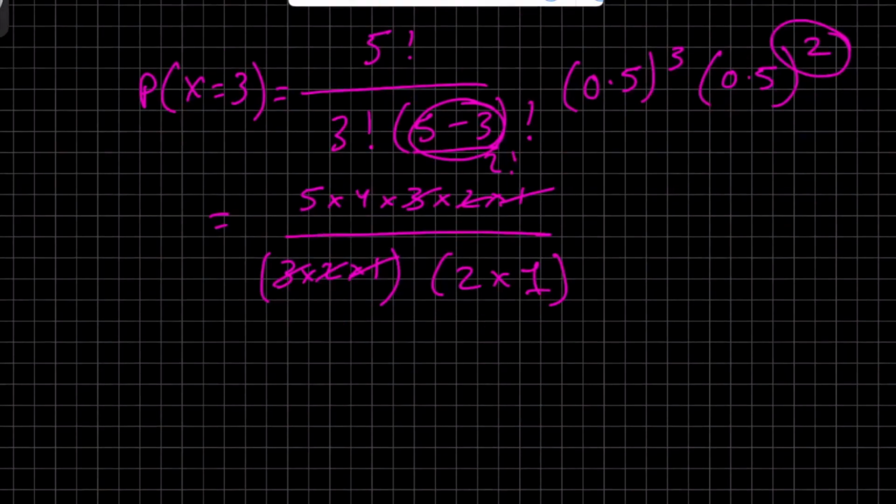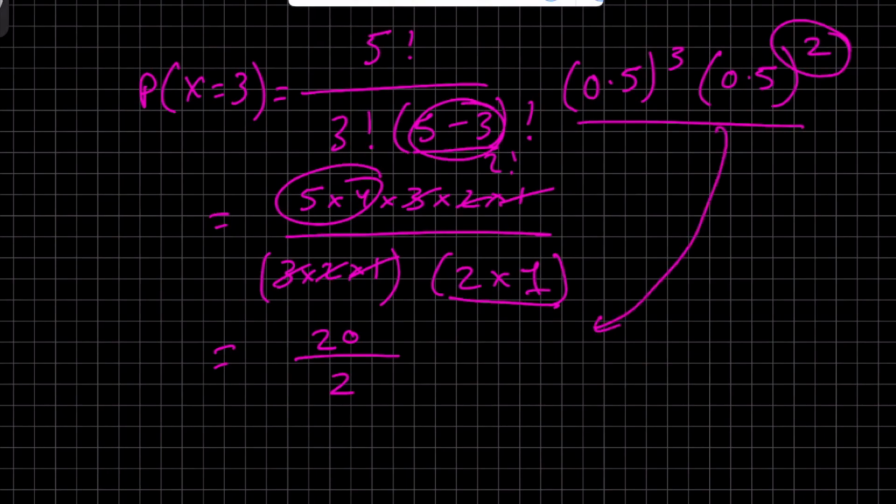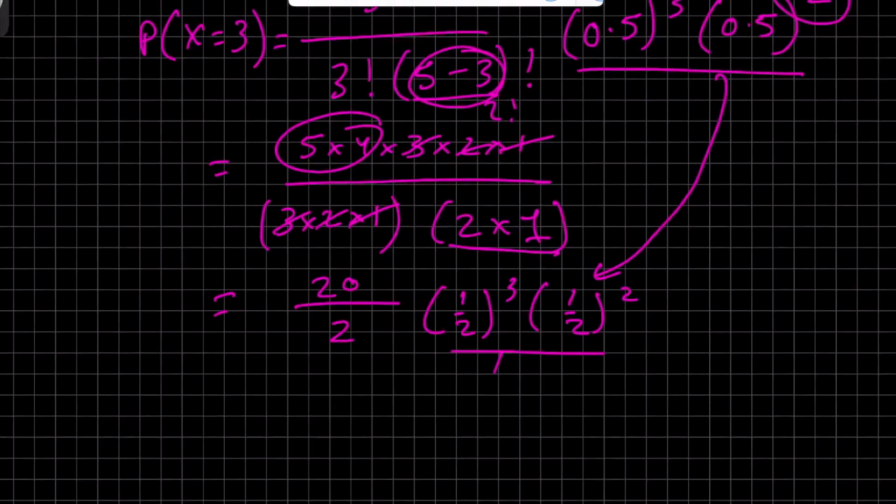So if we simplify this, we should get 5 times 4, which is 20, divided by 2 times 1, which is 2, and bringing down the rest of our equation, we get a half to the power of 3 times a half to the power of 2. We can combine these using our index laws, and this becomes a half to the power of 5 times 20 over 2, which can be written as 10.